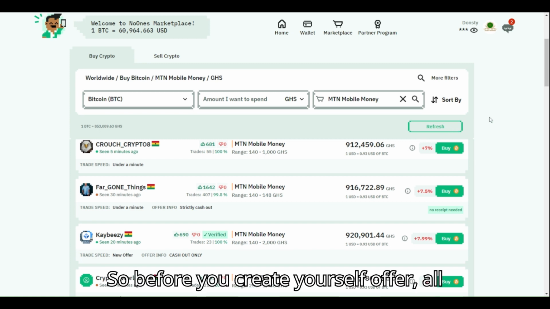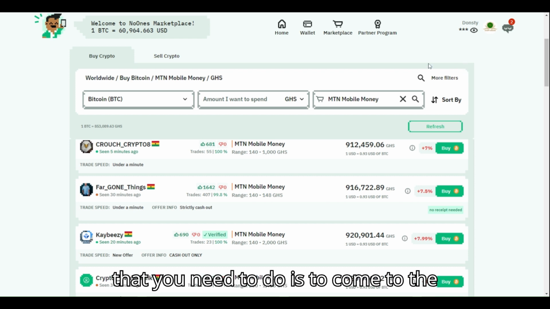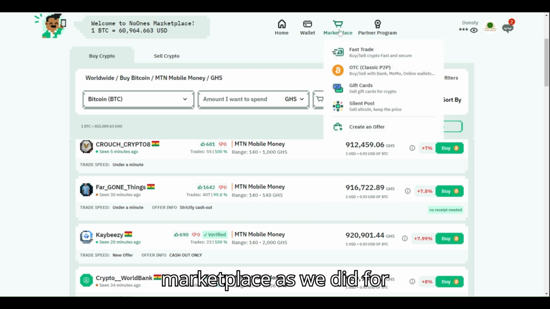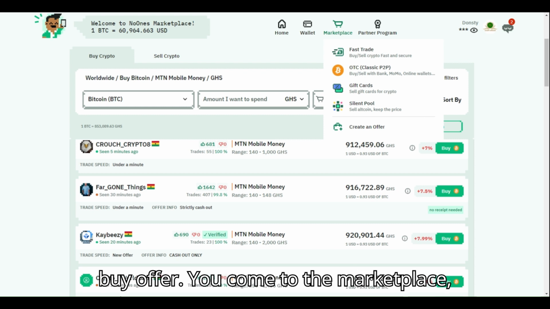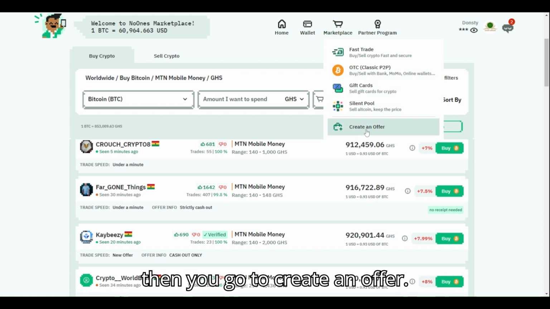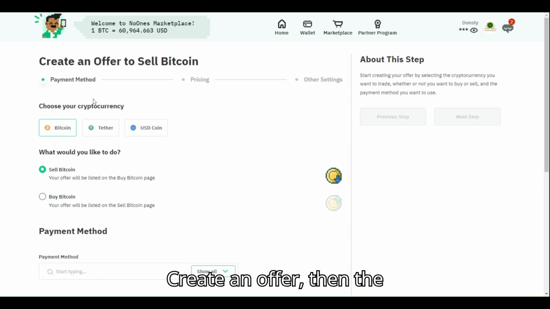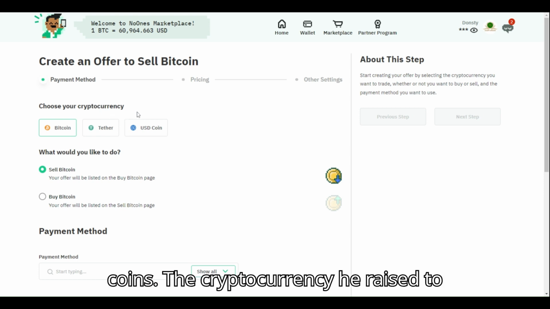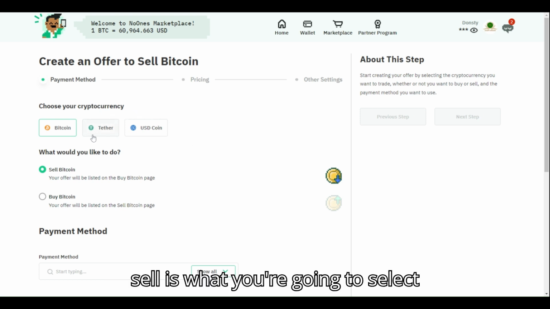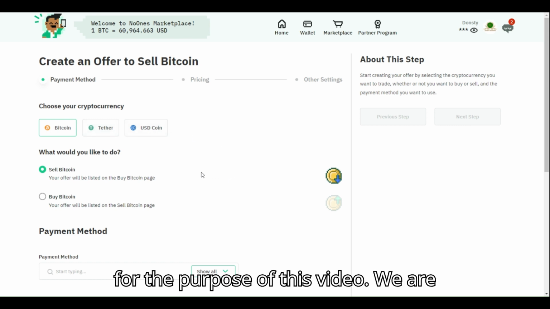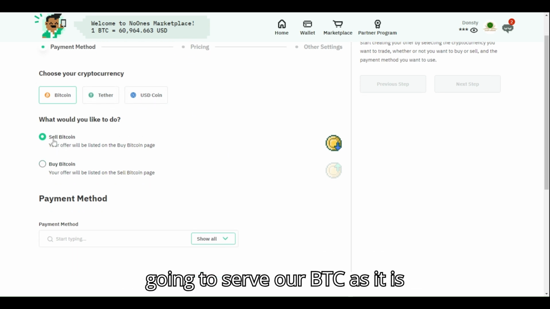Before you create a sell offer, all that you need to do is to come to the marketplace, as we did for the buy offer. You come to the marketplace, then you go to create an offer. Then the cryptocurrency you wish to sell is what you're going to select. For the purpose of this video, we are going to sell our BTC as it is being selected here.